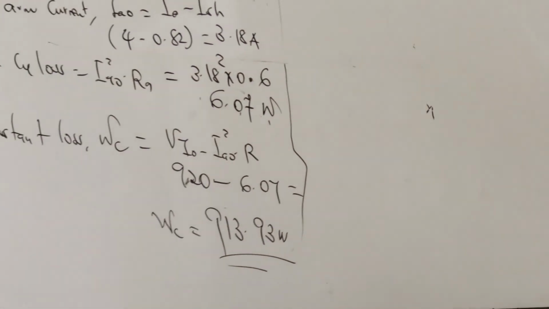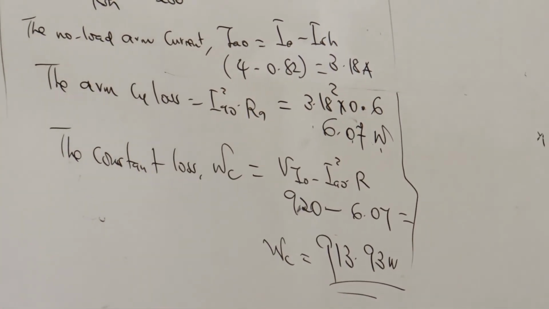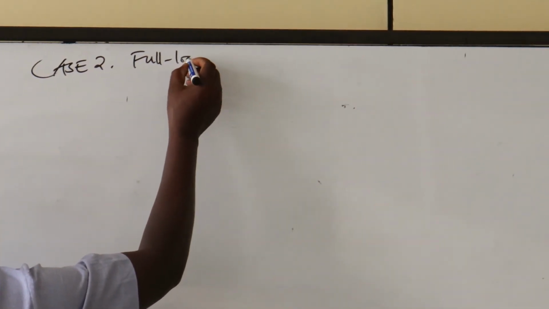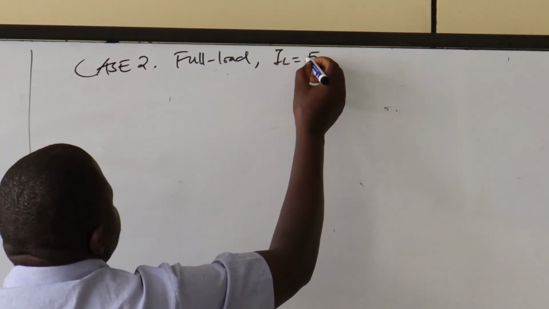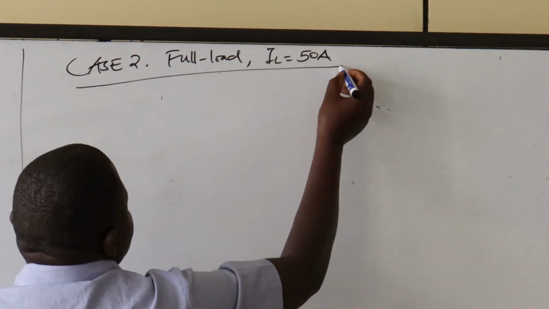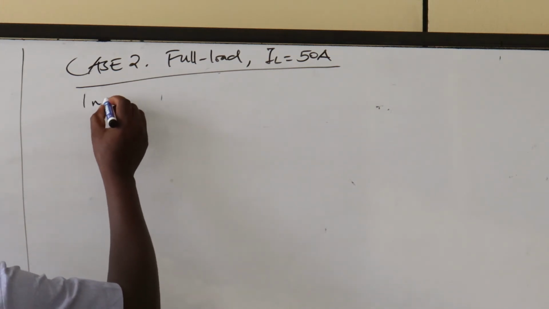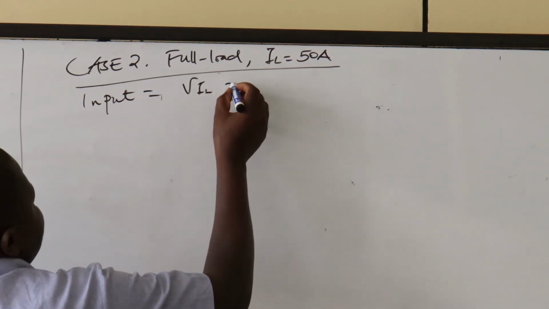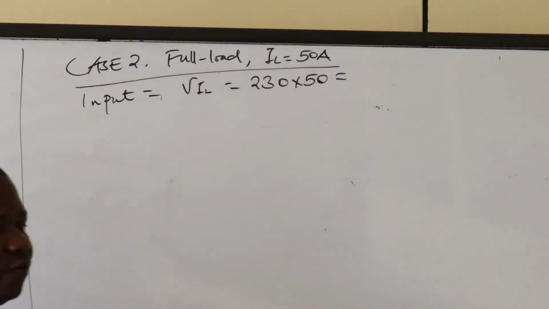So once we get W c, the stray loss, that's why we run this machine in case 1. So we now go to running in case 2, full load. What is the full load current? 50. So the input is equal to V I full load, which is 230 times 50. At full load, that will be the input.